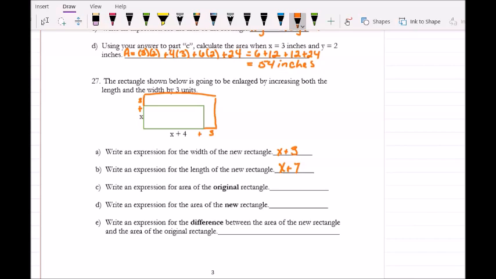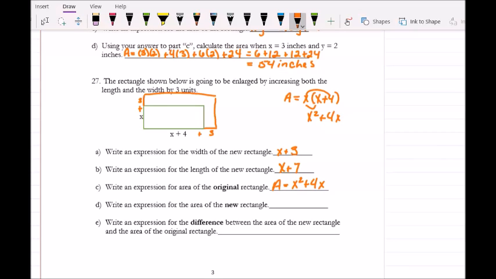Okay, write an expression for the area of the original rectangle. The original rectangle is what we had, so A equals x times x plus 4, and distribute, so x times x is x squared, and x times 4 is 4x. So the original would be A equals x squared plus 4x.